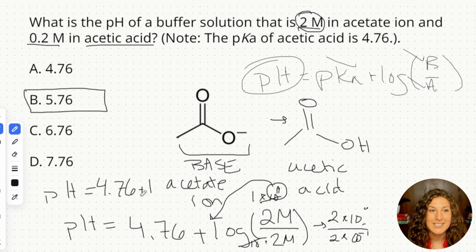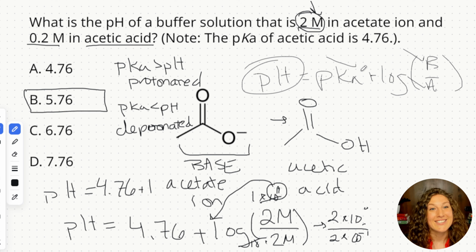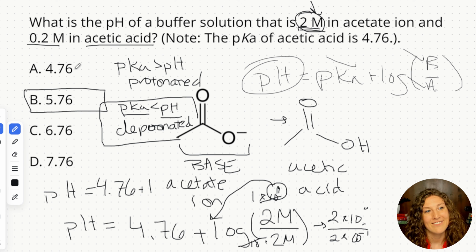So we can do the math, of course, but we can also still think conceptually. Remember, when pKa is greater than pH, we have the protonated form. But when we have a pKa less than the pH, we have the deprotonated form. So we can see here that we have the deprotonated form more than 10 times more than we have the protonated form. So this rule is favored, right? Our pKa being less than our pH. That means that we can immediately eliminate A because we know our pH is not going to be the same as the pKa, because we would have equal amounts. It would be like 2 molar and 2 molar if we had the same.